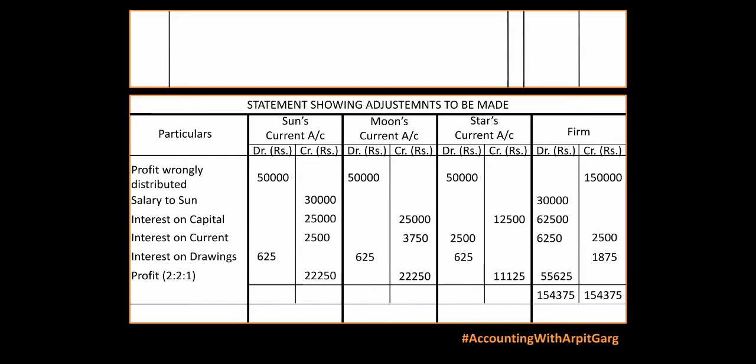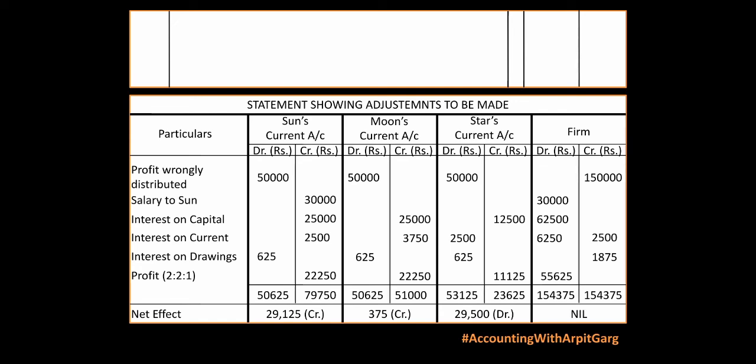Then we will total all the columns. Then we will find out the net effect. For Sun, credit side is more, so we will write the difference between 79,750 and 50,625 on credit side. Then for Moon, as credit side is more, so difference on credit side. For Star, debit side is more, so difference on debit side. For Firm, both the sides are equal, so balance is nil now.